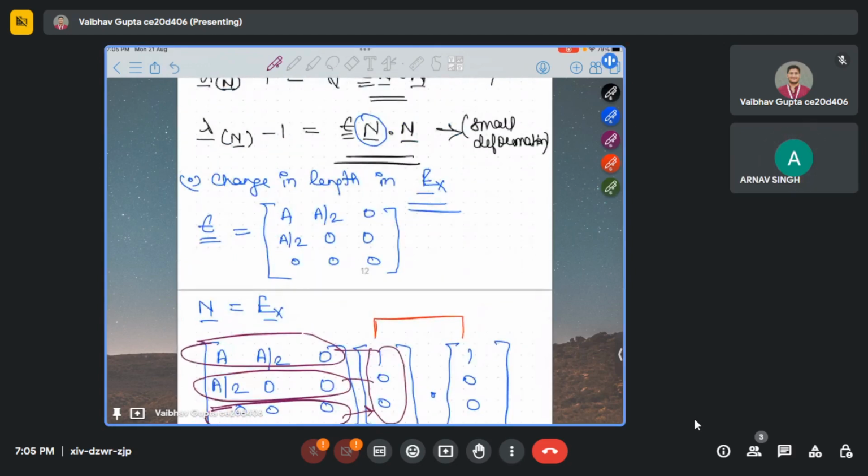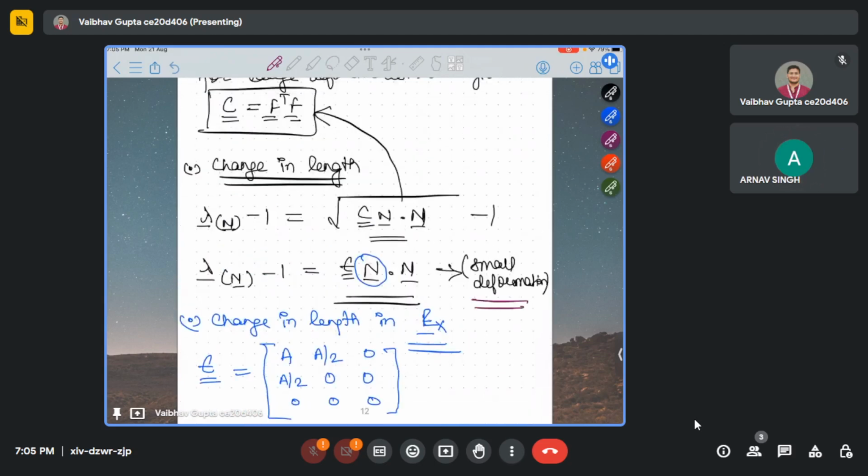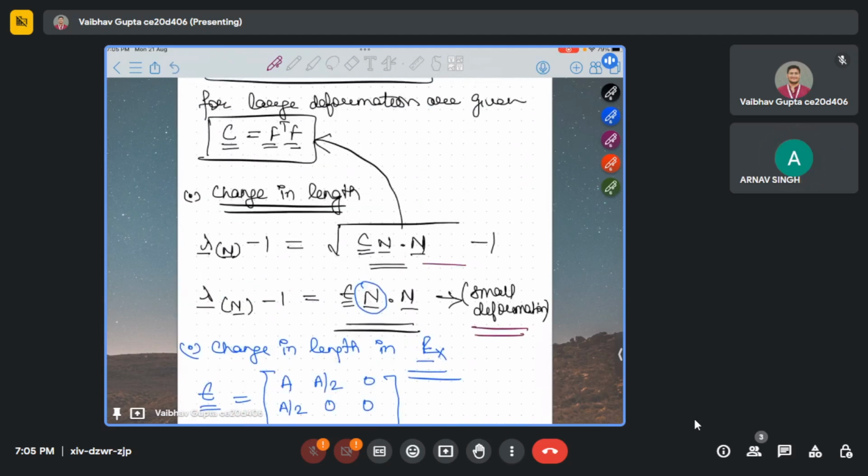But these things we are doing because we know the deformation is small. Just make sure. When deformations are large, you have to use this formula, where C is calculated with the help of this thing. Got it?